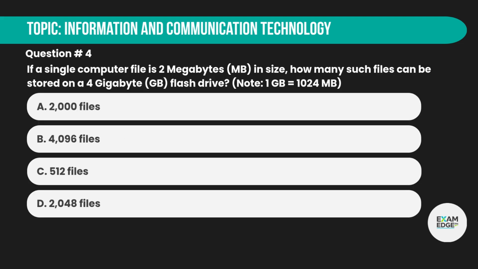Question number 4. If a single computer file is 2 megabytes, MB, in size, how many such files can be stored on a 4 gigabyte, GB, flash drive? Note: 1 gigabyte equals 1024 megabytes. A. 2000 files. B. 4096 files. C. 512 files. D. 2048 files.